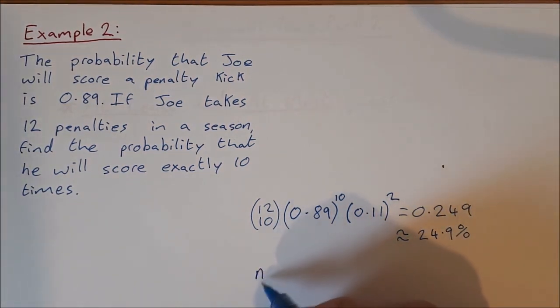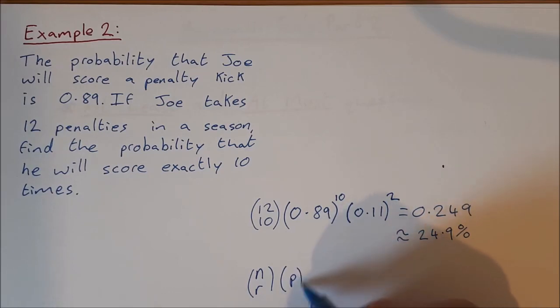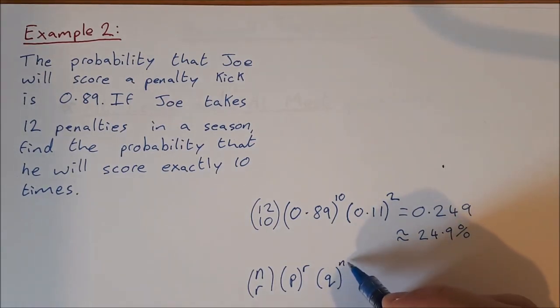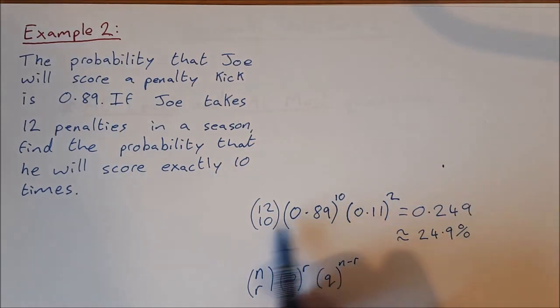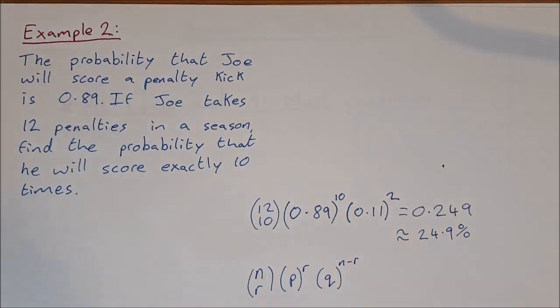And let's just take this back to the formula just to match it up. So the formula is n choose r times the probability p to the power of r times the probability q to the power of n minus r. So in this case, n was 12, r was 10, p was 0.89, and q was 0.11. So you can use the formula if you like. I just prefer to reason through the question and build it like that, kind of organically.